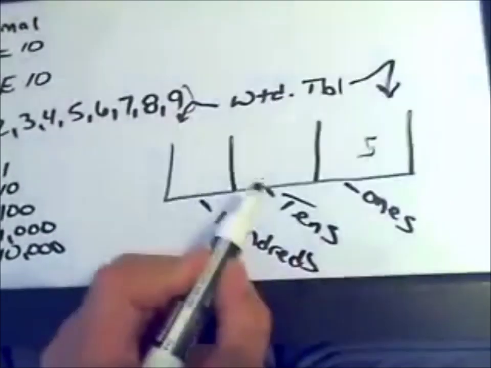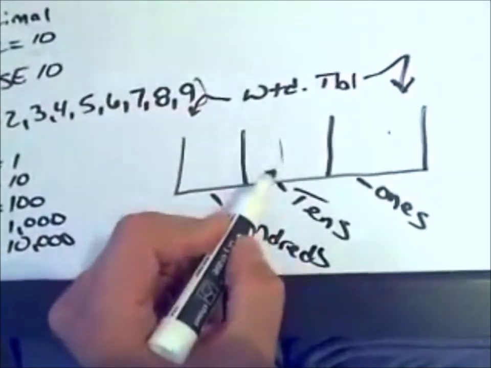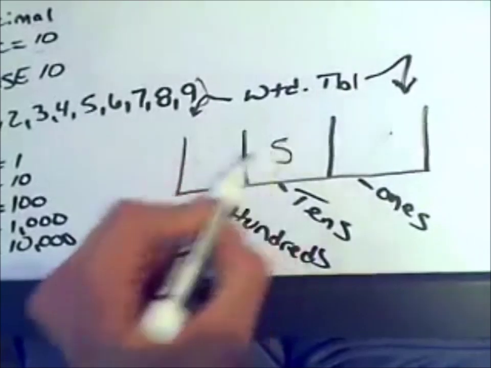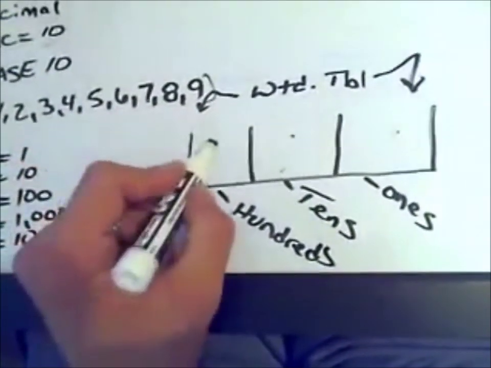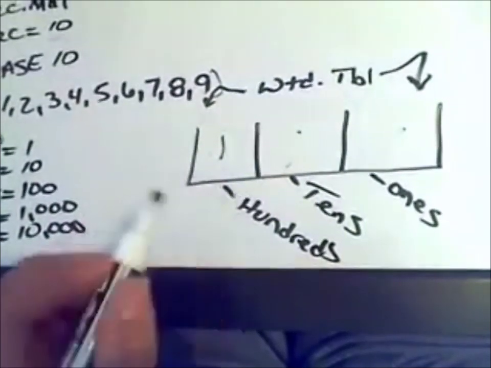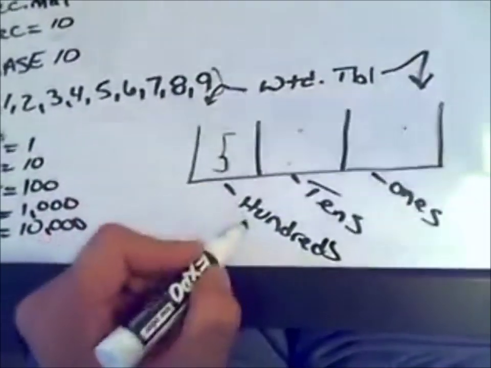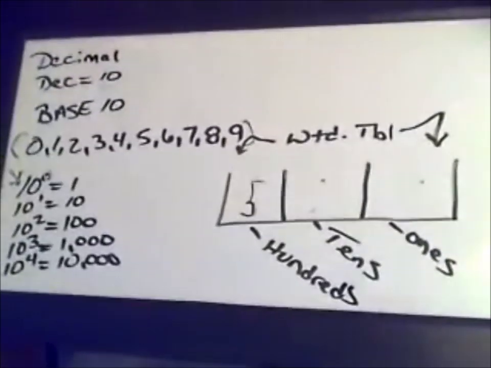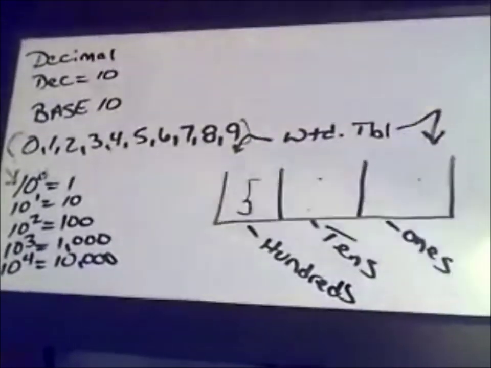If we have a 5 in the ones position, we have 5 ones. So you have 5. A 1 in the tens position gives you 10, and a 5 in the tens position gives you 5 tens, or 50. In the hundreds position, if you have 1, you have 100, whereas a 5 in the hundreds position is 5 hundreds, or 500. And that's the premise in how the decimal numbering system is operated.